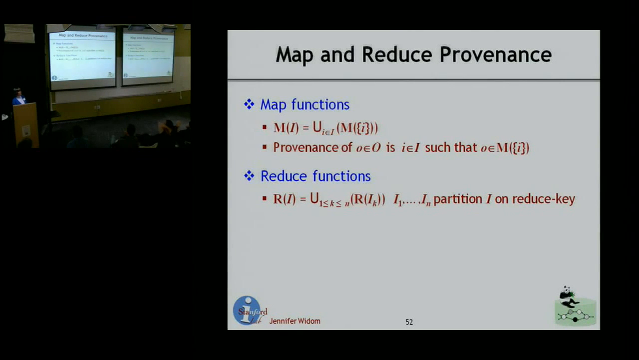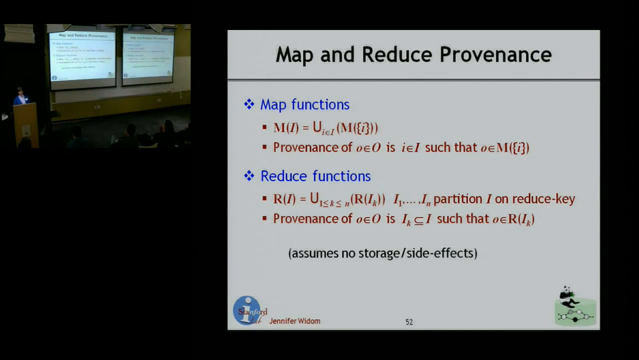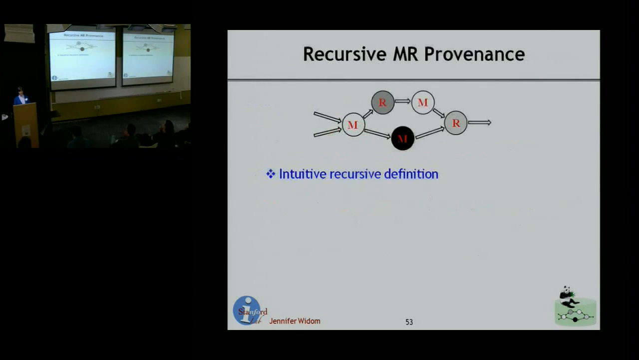As a definition of the reduce function, I partition on this reduce key. I have n partitions, and I apply R to each one separately. Then I give basically the same definition: the provenance of an output element is the partition that produced that output element. And again, I'm assuming no storage or side effects here.